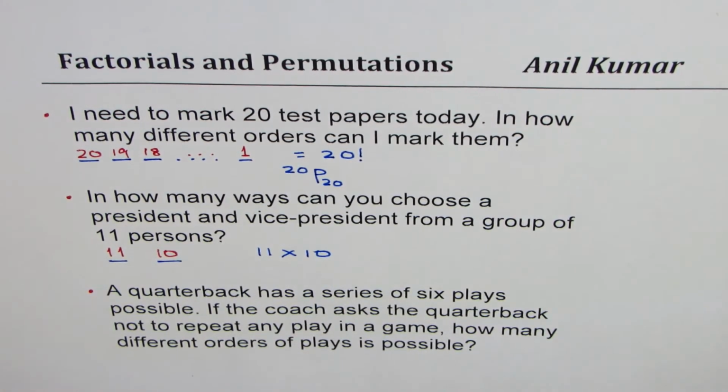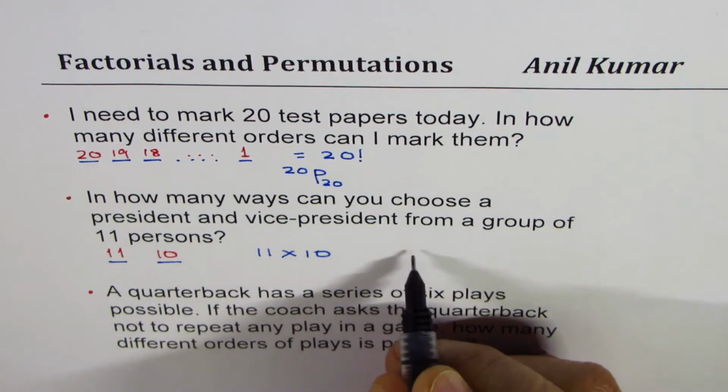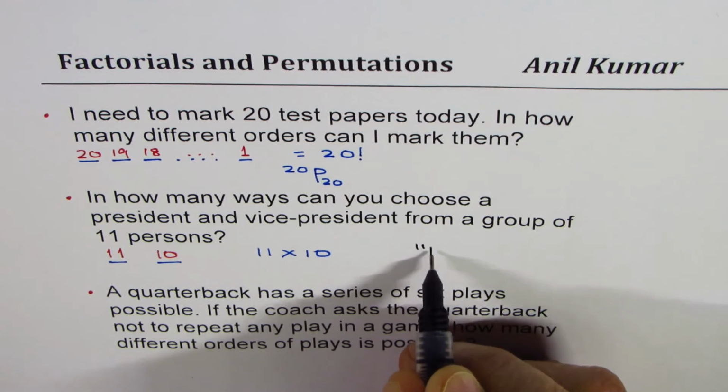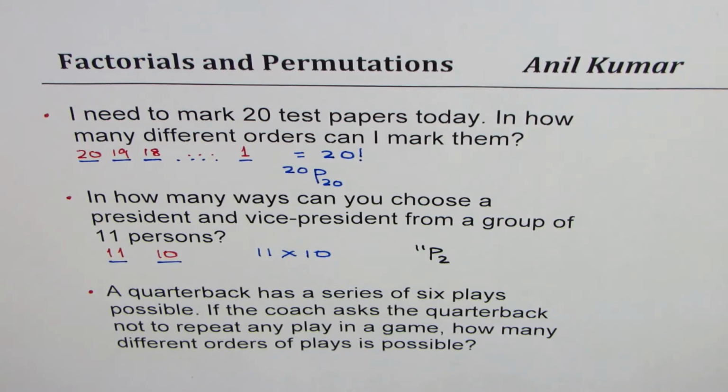The other way to look into it is that we have 11 distinct persons and we have to choose 2 of them. That means 11 P2. So it's a case of permutations, where an arrangement of 2 distinct items, and the order matters because president and vice president is unique, right?